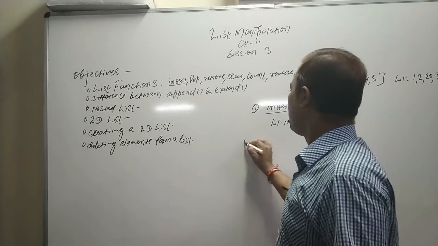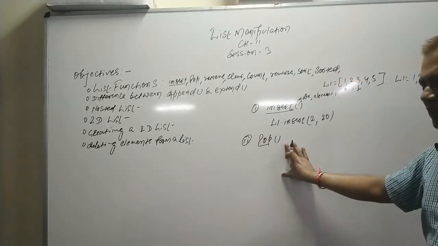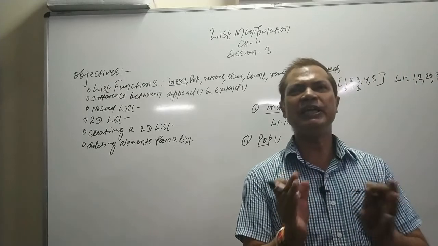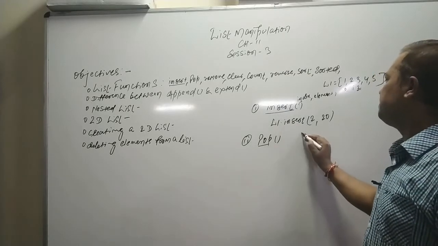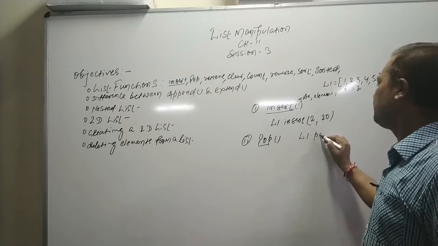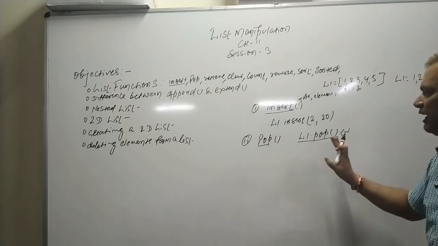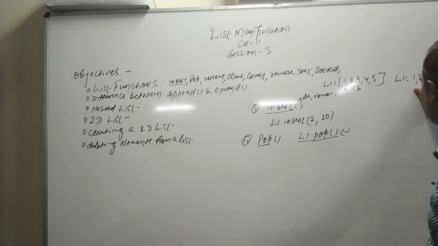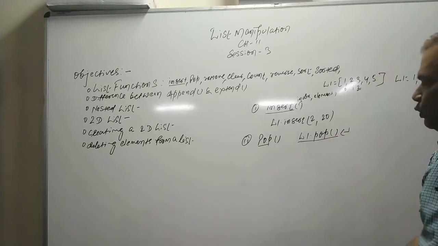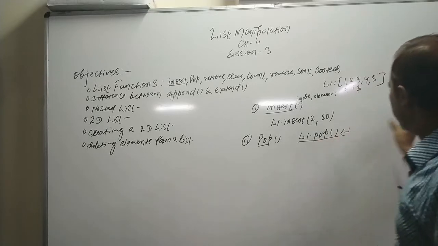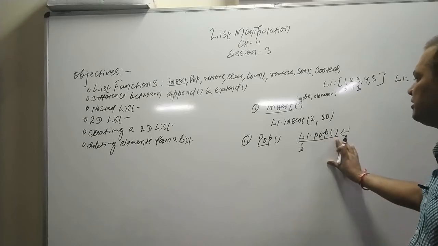Now the next method is pop. The pop method helps us delete an element. The purpose of pop is simply to delete an element. If you use pop without anything, it will delete the last element, like L1 dot pop with open and close brackets. If I use this statement in Python, it will delete the last element of my L1, that is 5. The pop method always returns the value that has been deleted. It will give you the output 5, which means 5 has been deleted from L1.